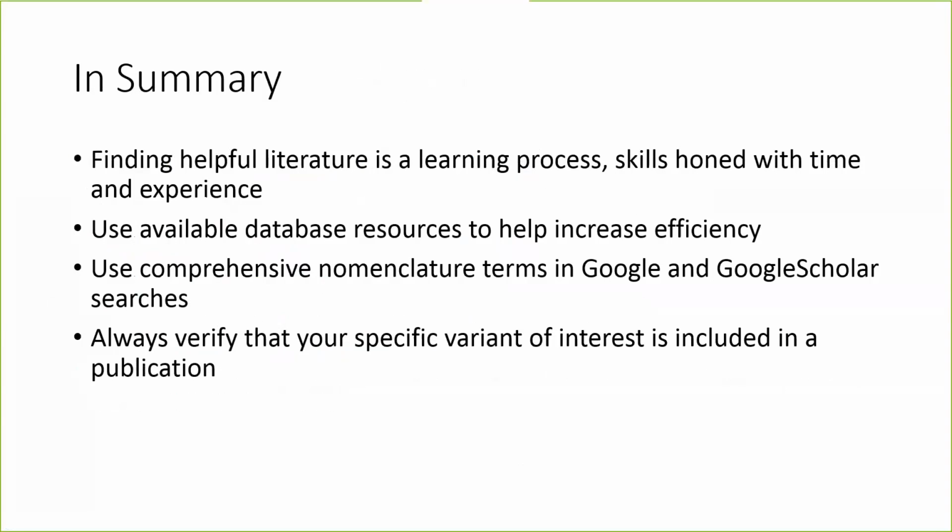Certainly using some of the database resources that have already gathered gene and variant specific information can be very helpful to make this go faster and to help you hone in on helpful literature. I hope that the nomenclature term examples that we talked through are going to be helpful and help you build Google and Google Scholar search terms that are productive. And finally, I know I've said this 9 million times already, but just always verify that your specific variant is actually included in the source publication.